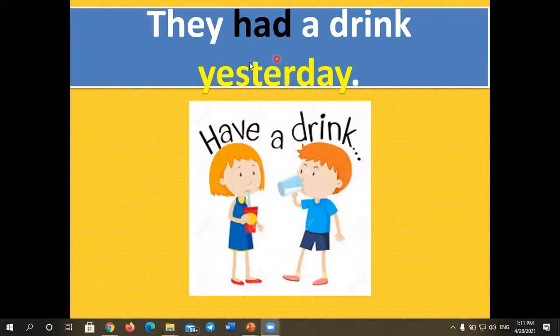Now look at this example. They had a drink yesterday. Where is the verb? Excellent job. The verb is had. Is it in the past or is it in the present? What do you think? Excellent. It is in the past. Why? Because we have yesterday. Yesterday is the key word for simple past tense. That's why we use they had a drink.